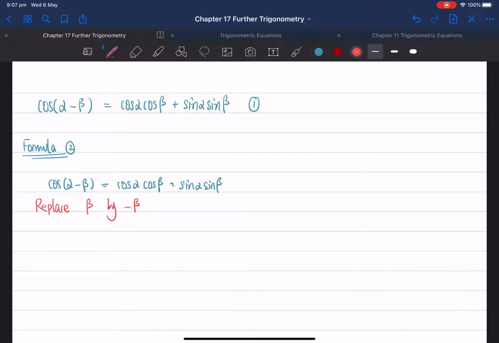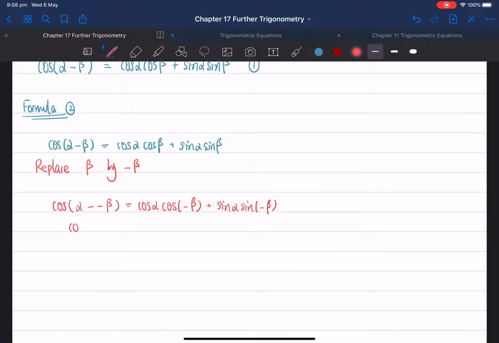If I replace beta by minus beta, that becomes cosine of alpha minus minus beta, because that beta here is being replaced by minus beta. It's equal to cosine alpha cosine minus beta plus sine alpha sine minus beta. So that gives you cosine of alpha plus beta is equal to.